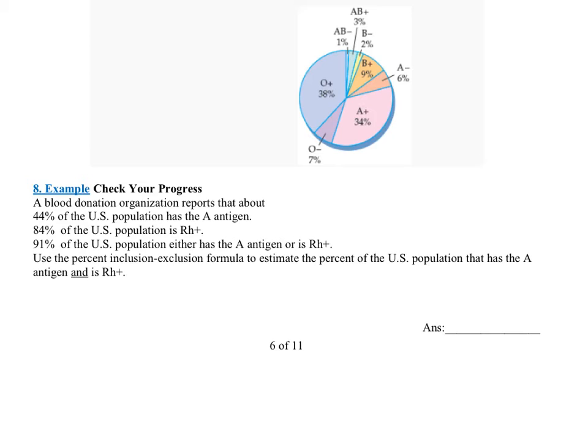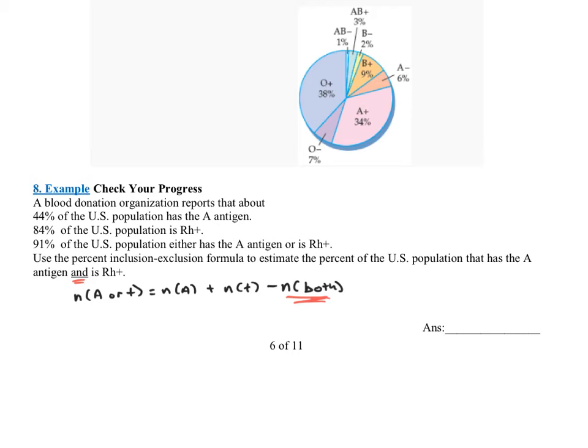So remember, what we have is going to be the number in A or positive is equal to the number in A plus the number in positive minus the number in both. But what's the problem here is they want to know which ones have both. So we're solving for that. We need to be careful here to make sure we're plugging into the right things.